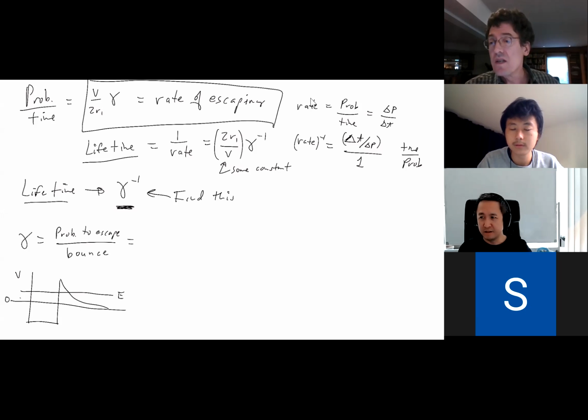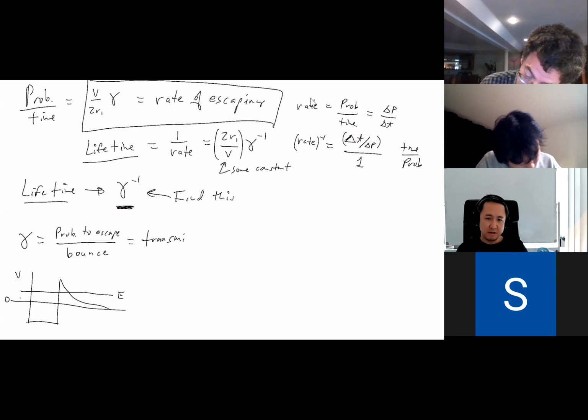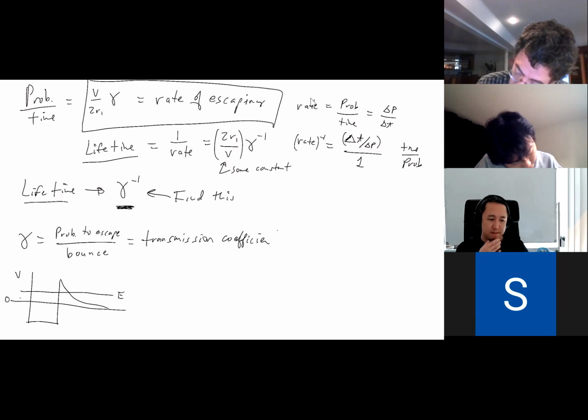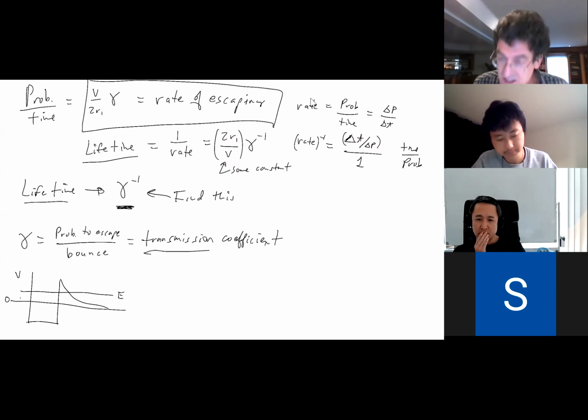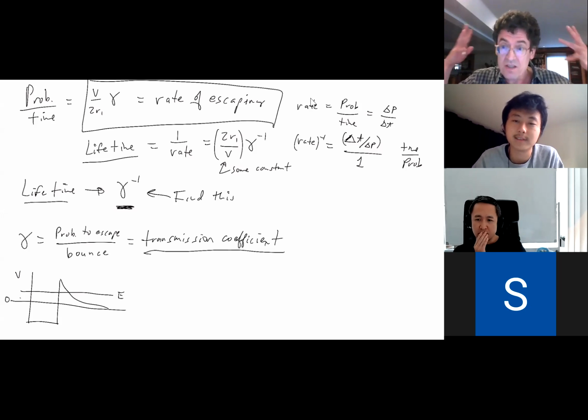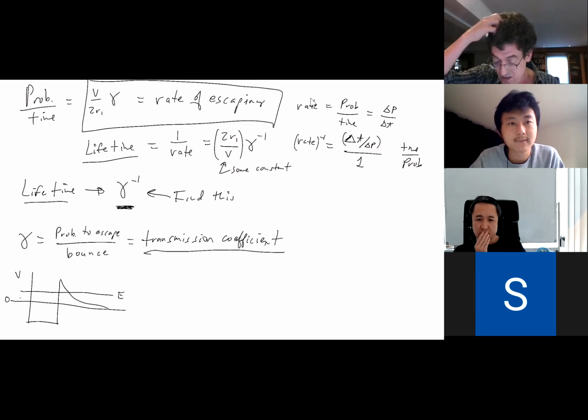Transmission probability? That's it. It has a name. We call it the transmission coefficient. And you guys have calculated it a million times, last semester. The transmission coefficient. That's exactly what it is. It's the probability to get through a barrier. If you hit it, boing, probability to escape per bounce.